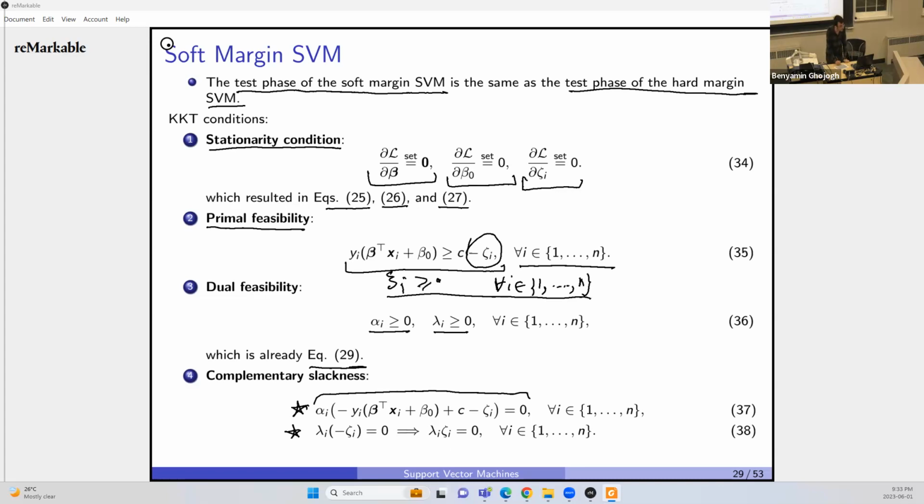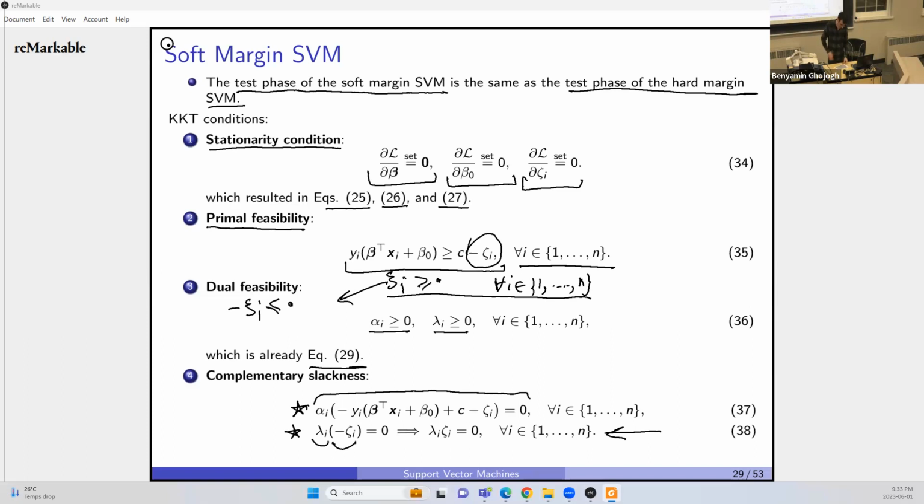Also, we have additional constraints in the dual optimization problem. Lambda i times minus zeta i. So lambda i are the dual variables and minus zeta i are exactly these. It's because we restated that as minus zeta i less than or equal to zero. Do you remember? In the constraint of the primal problem. So we have this, the difference is addition of equation 38 now in the soft margin SVM.